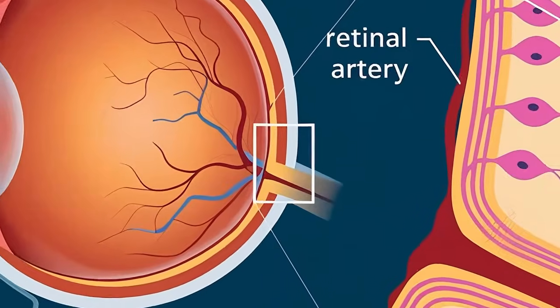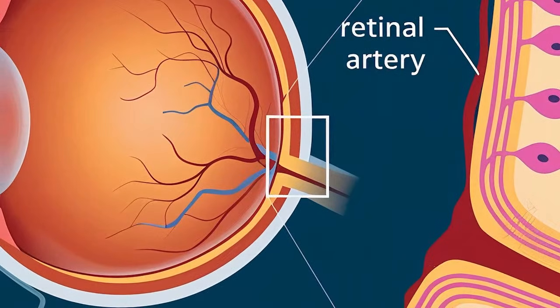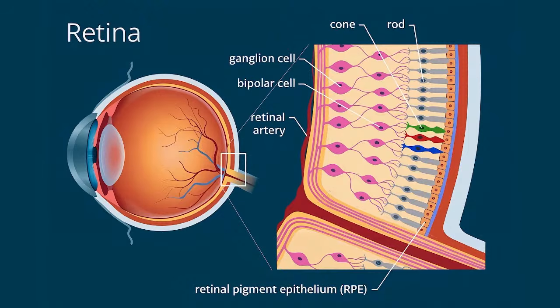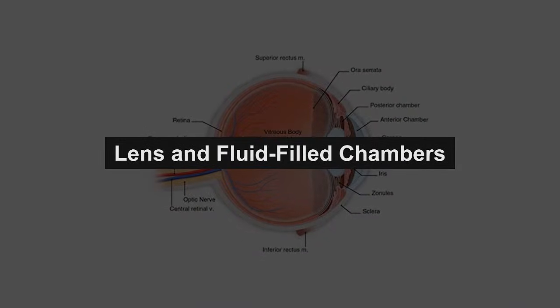The central region of the retina, called the macula, and within it the fovea, is densely packed with cones, making it crucial for tasks requiring detailed vision such as reading. The retina converts light into electrical impulses that are transmitted through the optic nerve to the brain, where they are interpreted as visual images. Lens and fluid-filled chambers.